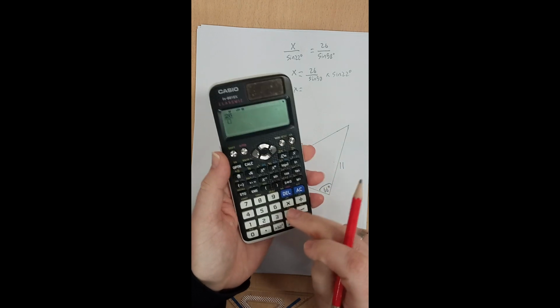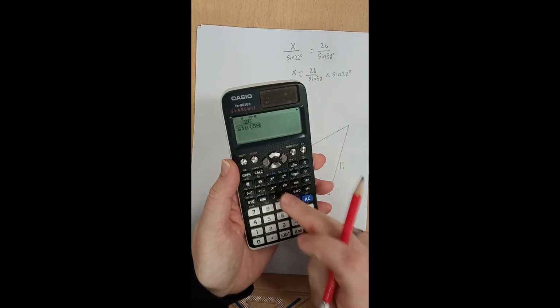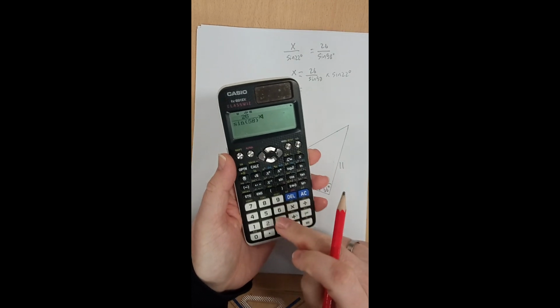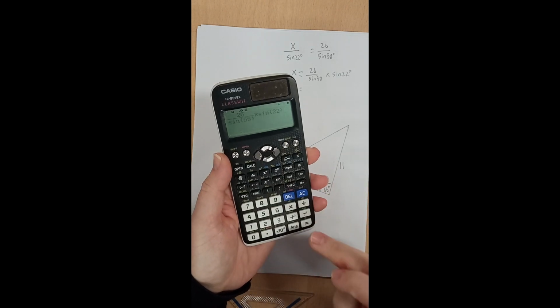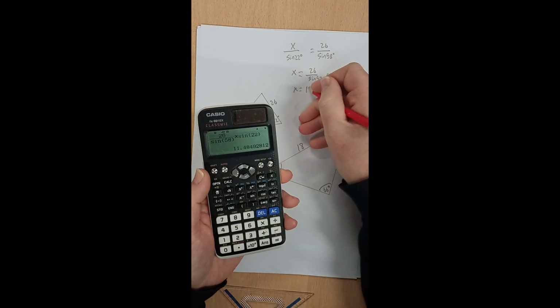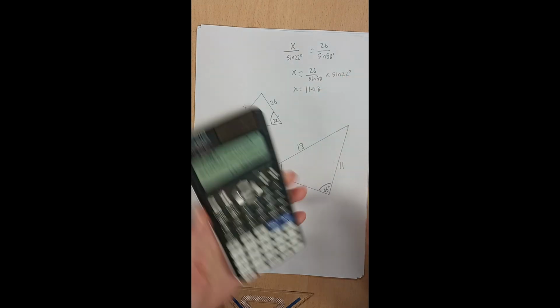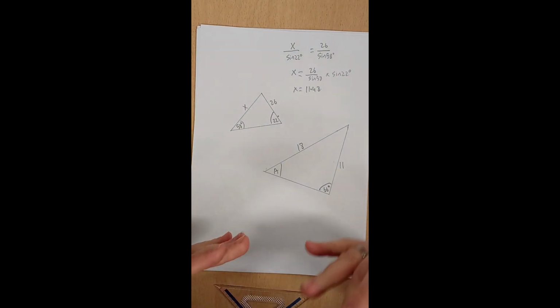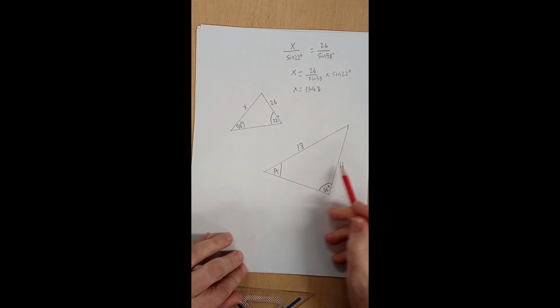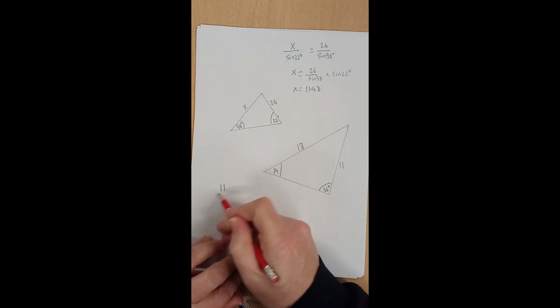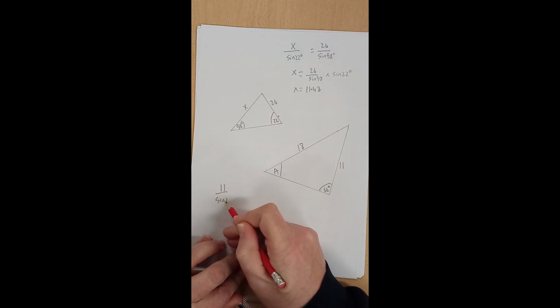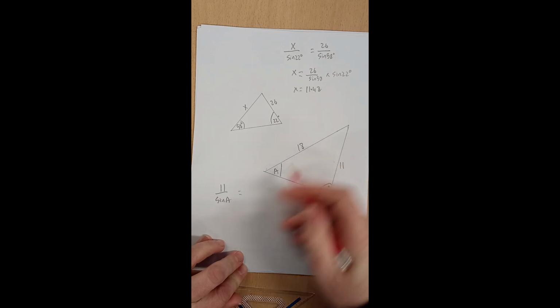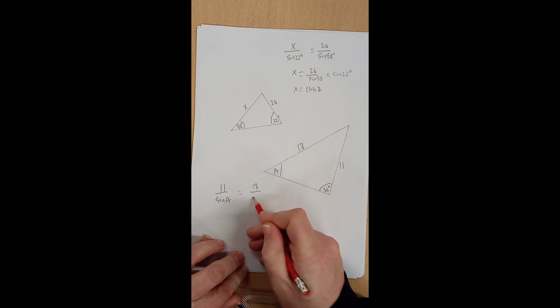So let's work that out. 26 over the sine of 58, close the bracket, come out of the fraction, multiply by the sine of 22, close the bracket. And you get 11.48. Now, this time the angle is missing, so we set up the fraction as normal. Side over the sine of angle, side over the sine of the angle.